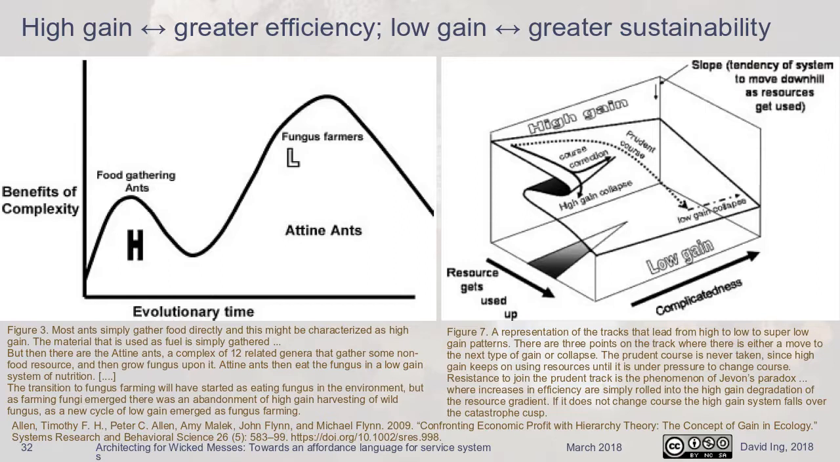But you end up with a choice where you have high gain systems or low gain systems, and you want to live in one or the other. And there are real benefits to living in a high gain system. So living in a city, the city of Toronto, yes, go ahead.